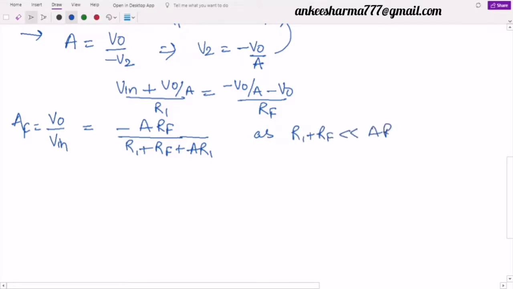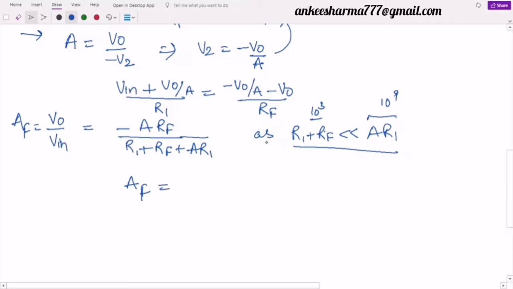I have already discussed in the previous lecture why it is there. A is in the 10 to the power 6 range, RF is in the range of 10 to the power 3, if I assume it to be in kilo ohms. So this product will come out to be around 10 to the power 9. And these R1 and RF, if they are in kilo ohms, definitely they will be in the range of 10 to the power 3. So definitely 10 to the power 9 is very, very greater than 10 to the power 3. So I will assume that these are very small, and I will neglect these two values.